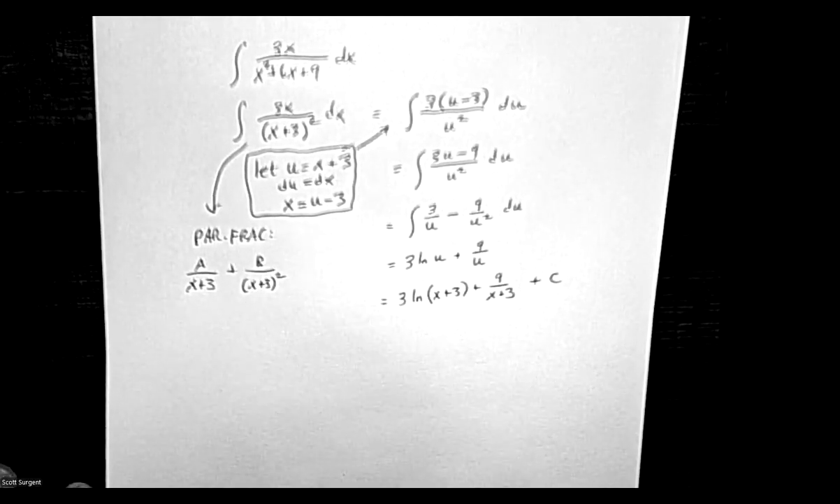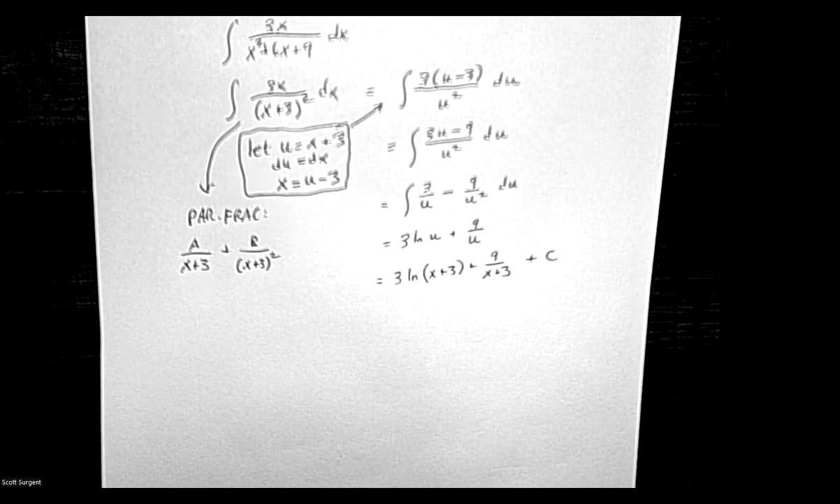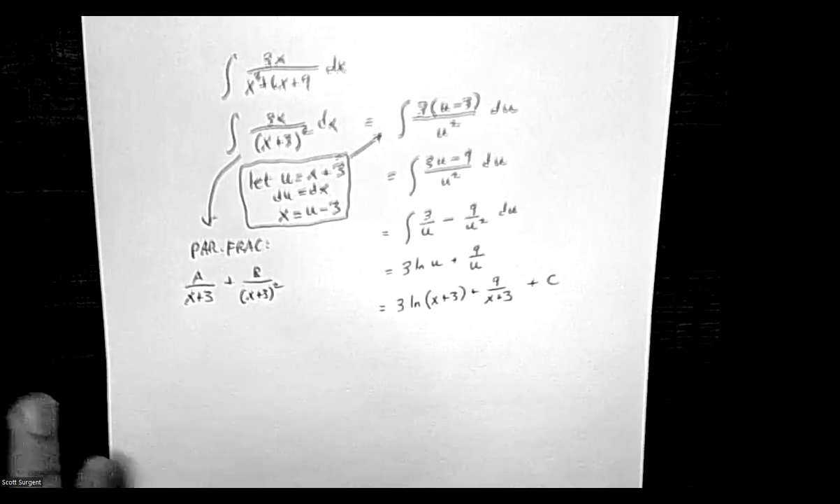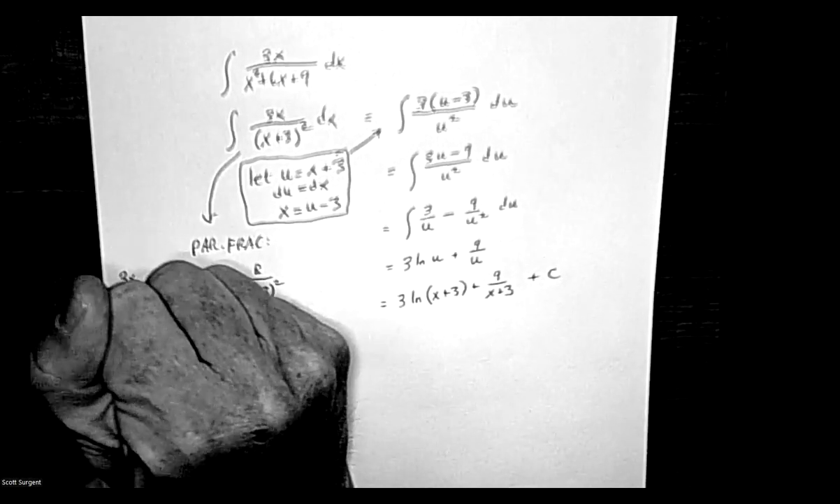So I got 3x, and then I got a times x plus 3a plus bx plus 3b equals 3x. So then I got a plus b equals 3, and 3a plus 3b equals 0. And when I got to that, that's when I tried using... Did I do that part wrong?